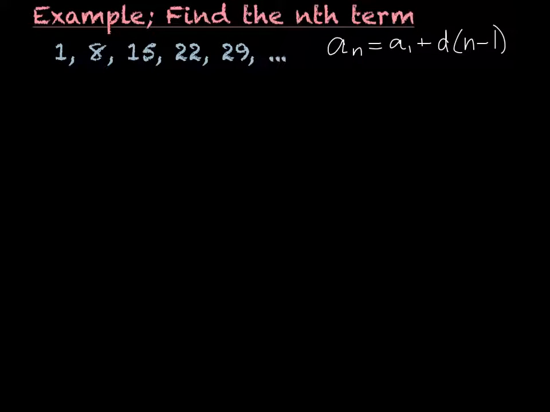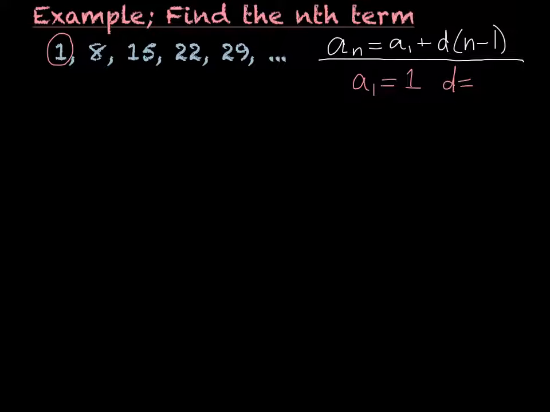Okay, so for this next one, same thing. We're given a list of numbers, a sequence of numbers, and my formula, a sub n equals a sub 1 plus d times n minus 1, or n minus 1 times d, same thing. It does not matter which way you go. Okay, so I need to find a sub 1, and I need to find my d. My d is my common difference. A sub 1 is my first term. My first term is the first thing that comes: 1, 8, 15, 22, 29. The first term is 1. So that means a sub 1 is 1.